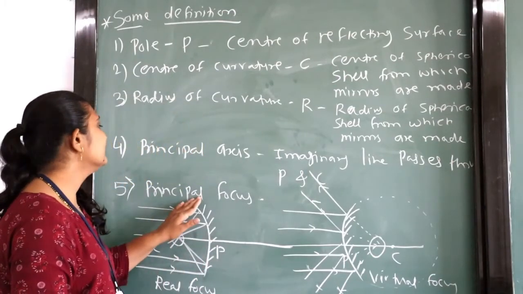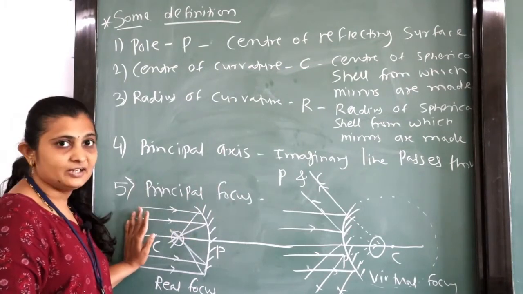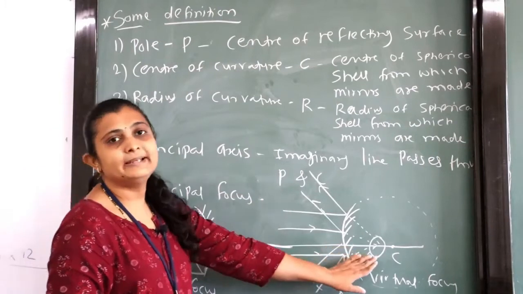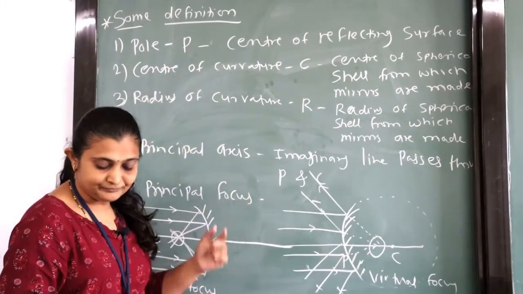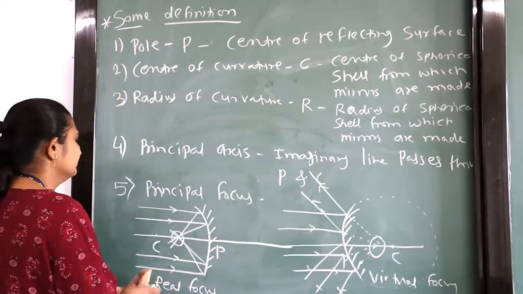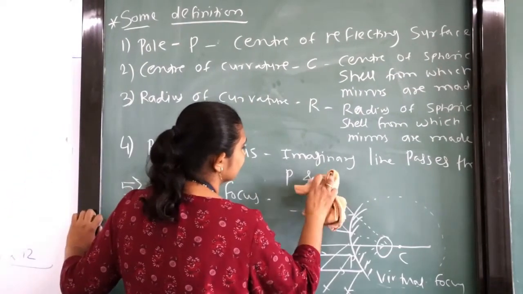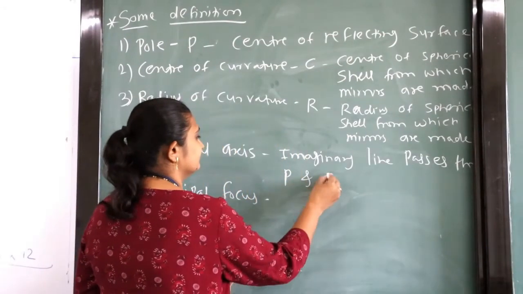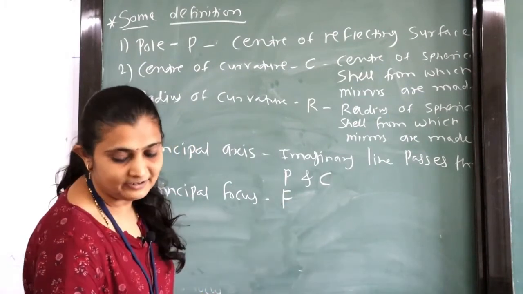Next one. Now what is the definition of focus? After reflection, the rays actually meet at one point or appear to meet at one point. That point is known as the focus point. Now the last definition is that focus is denoted by capital F.